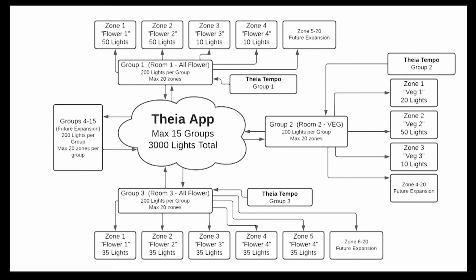Now we're going to talk about groups and zones. Let's talk about how this ecosystem works together. You've got a total of 15 groups that can have 200 lights per group. That allows for 3,000 lights total. Let's look at this chart for a bit and we'll go through it.